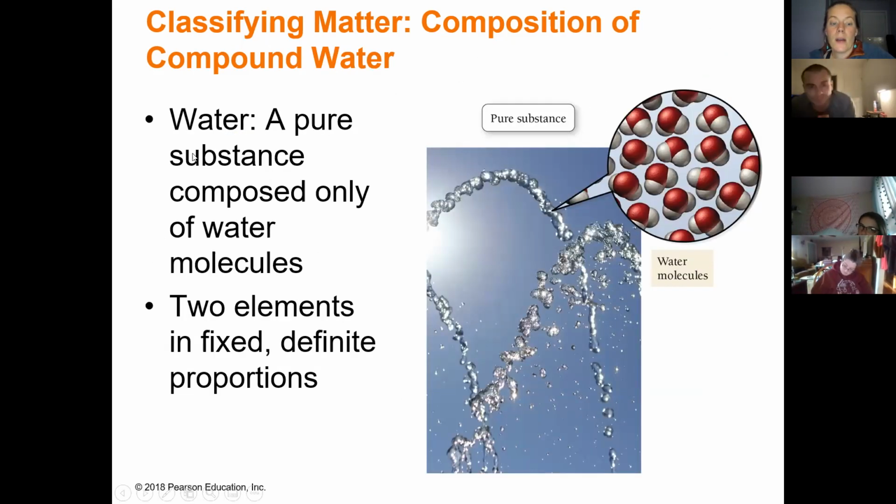So here we've got a pure substance of water molecules, 2 elements in fixed definite proportions. It doesn't matter how big the sample is, whether it's 1 water molecule or a bathtub full of water molecules, it will always have this 2-to-1 hydrogen to oxygen ratio. That's what gives water its properties.